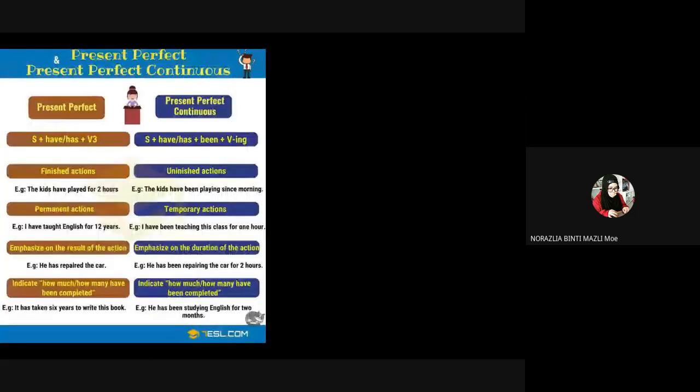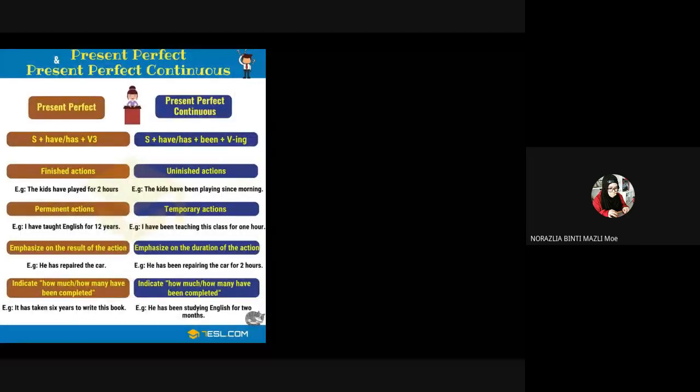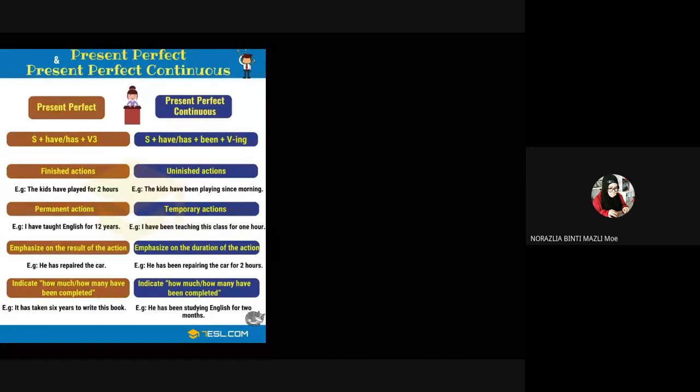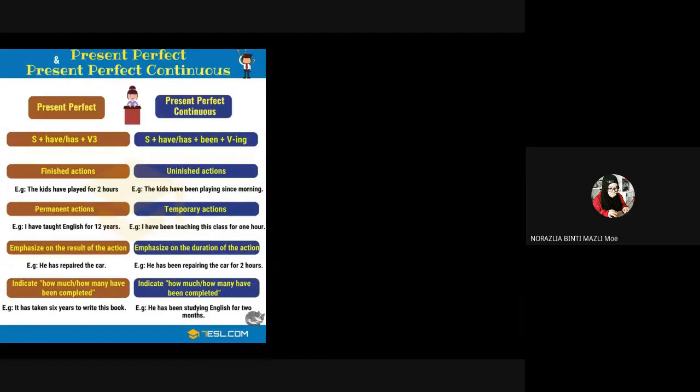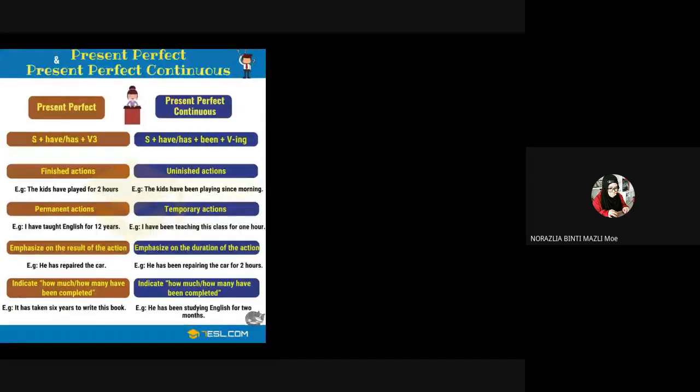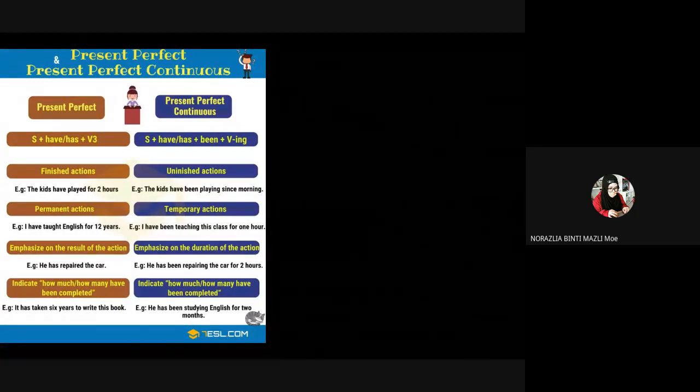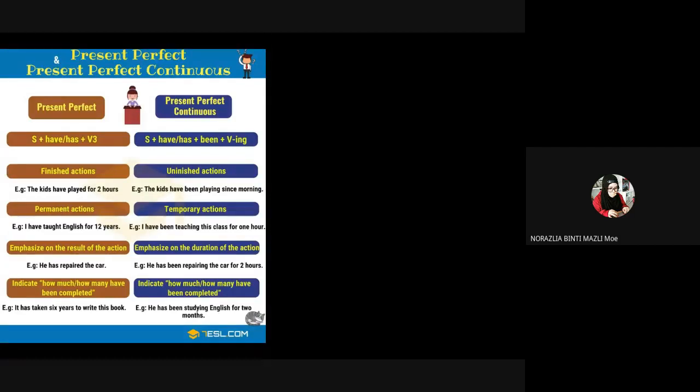Okay, we are going to look at present perfect and present perfect continuous. Remember, when we talk about continuous, mesti ada ing. Ingat yang tu je, bila ada continuous, mesti ada ing. So what is present perfect and present perfect continuous? Okay, so the first one, dia kata apa? Dia kata subject plus have or has plus V3. V3 ni benda apa pula?